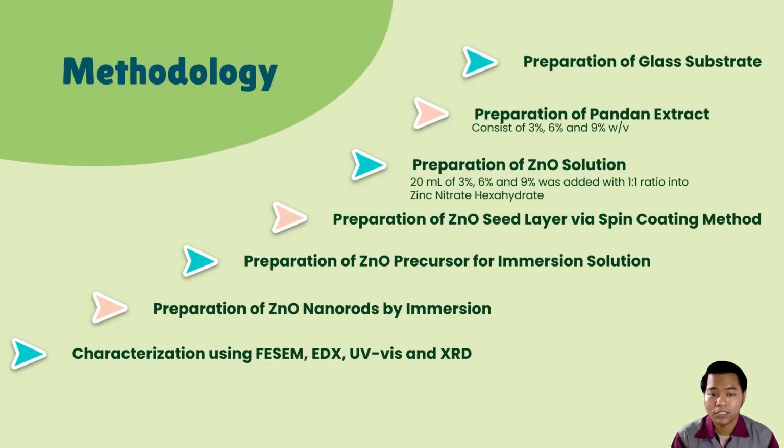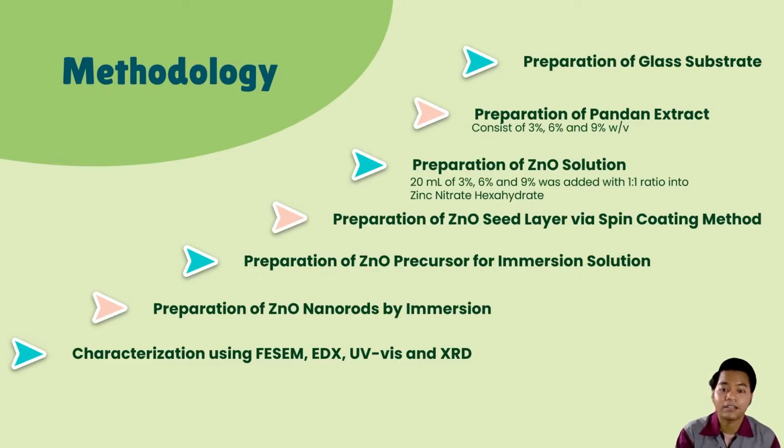Moving on to the next part, which is the methodology. There are 7 steps in synthesizing zinc oxide nanorods. The first one is preparation of glass substrate. Second is preparation of pandan extract, which consists of 3, 6, and 9% weight per volume. The third one is the preparation of zinc oxide solution, where 20 ml of 3, 6, and 9% pandan extract was added with ratio 1 to 1 with zinc nitrate hexahydrate solution.